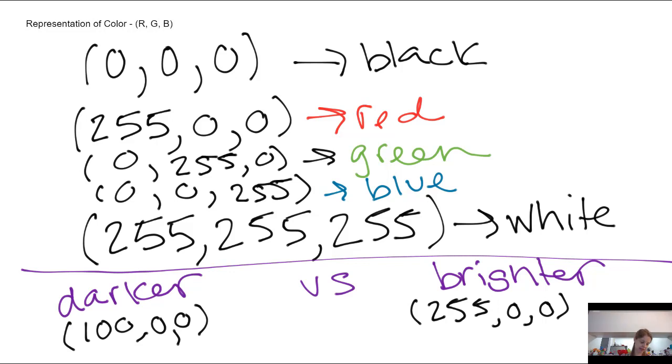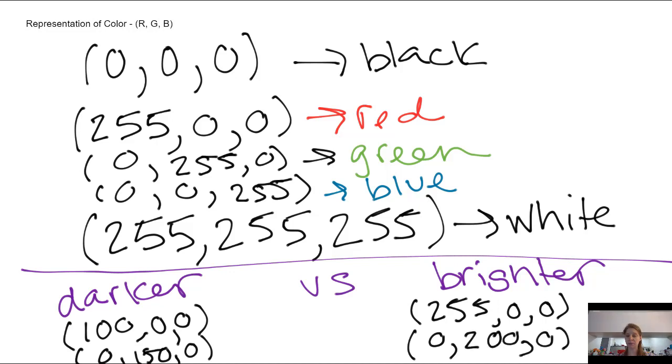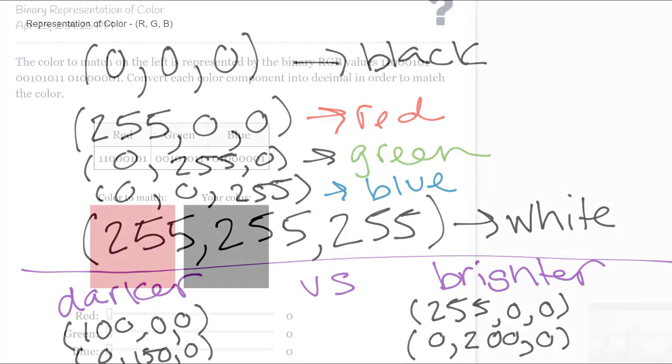So let's say I had a darker green, let's say 150. So it's a darker shade of green. If I was asked to make it lighter or brighter, I would add to 150. Let's say 200 is brighter than 150.